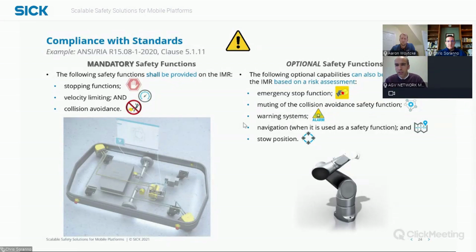Do you see also this in your market, in your applications? Absolutely. I mean, like this slide shows, there's a minimum mandatory safety functions. There's a number of other optional ones depending on the application. Maybe when there's muting of the safety function, that has to be under certain safe conditions. You have warning systems or other layers of risk reduction in place when that sensor is not active or muted.